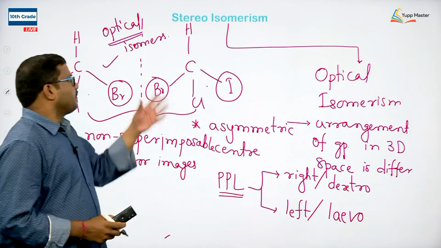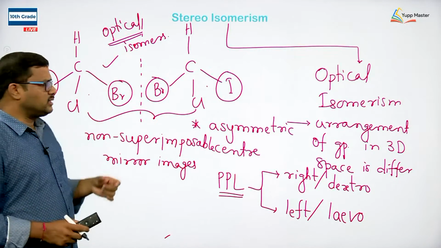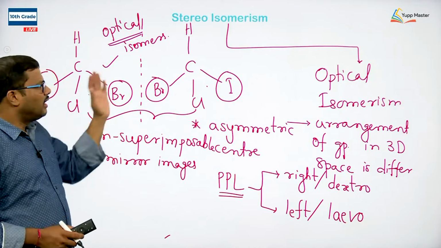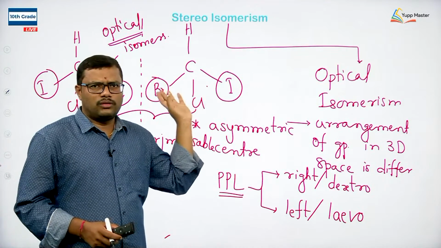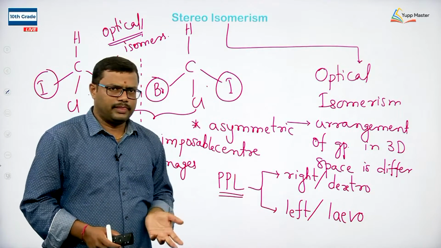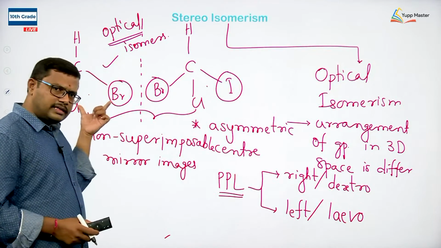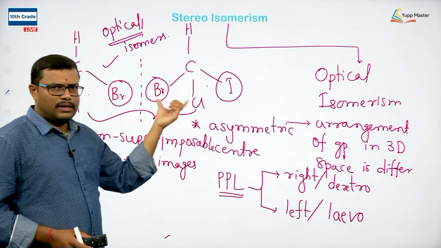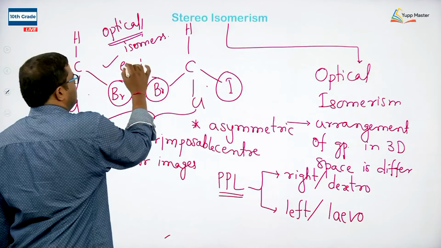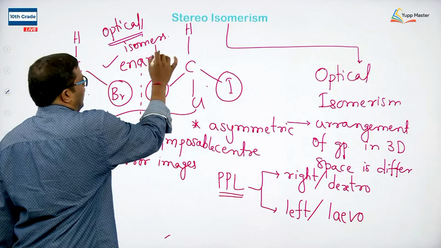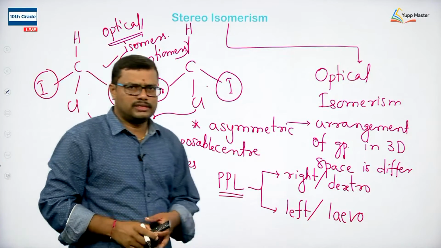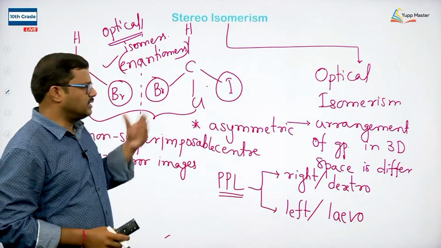So if we have optical isomers, one isomer will rotate the plane polarized light in one direction, and exactly the other isomer will rotate it in exactly the other direction. If one rotates to the right, the other rotates the plane polarized light to the left side, and these optical isomers are generally known as enantiomers.